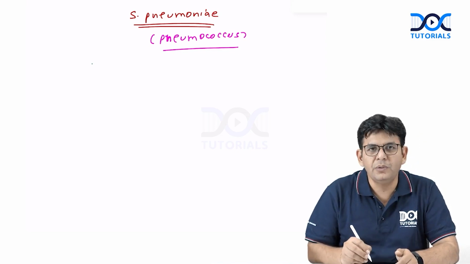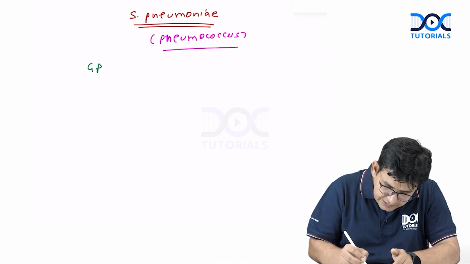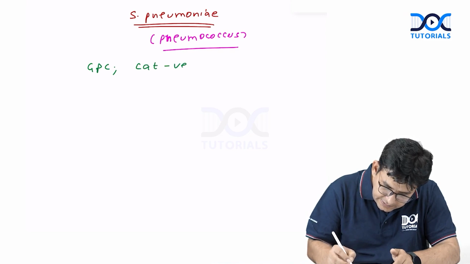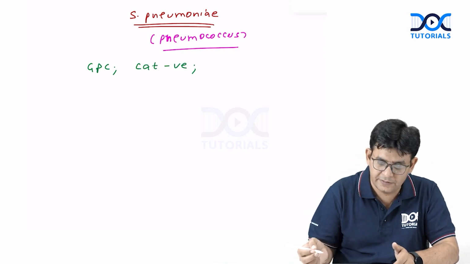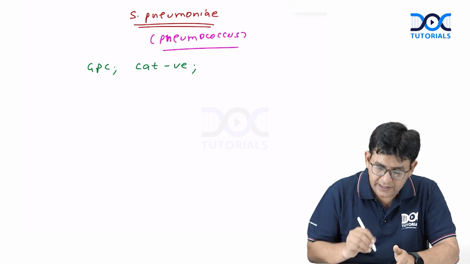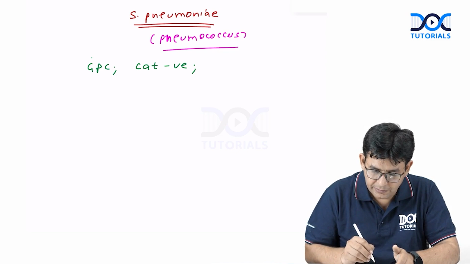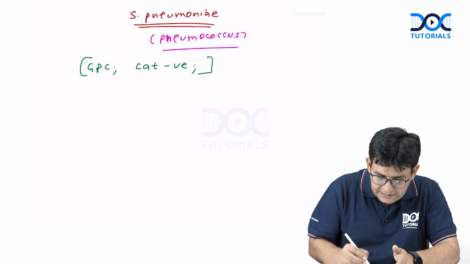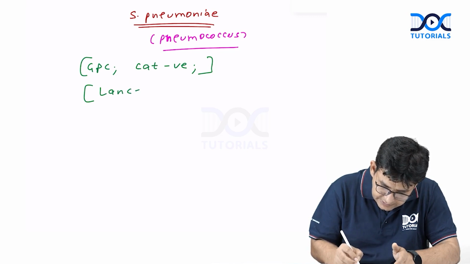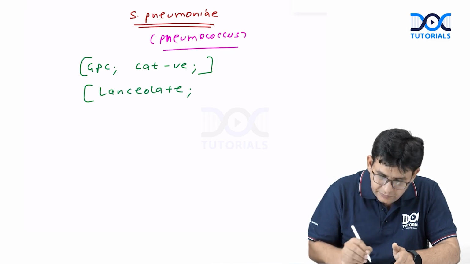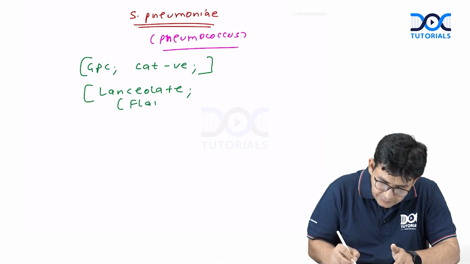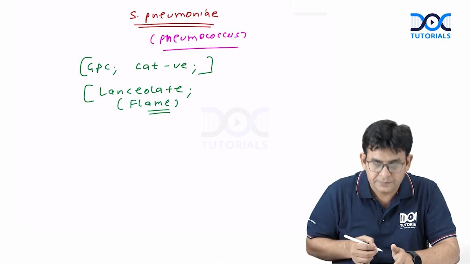Now, guys, talking about Pneumococcus, you know that this is a gram-positive cocci. Okay, it is catalase negative because it belongs to Streptococcus. No logic of coagulase and all here. This particular organism, Streptococcus pneumoniae, is having a particular shape. And what is that shape termed as? Lanceolate shape. And what is lanceolate? Lanceolate is flame shape. It looks like a candle flame.